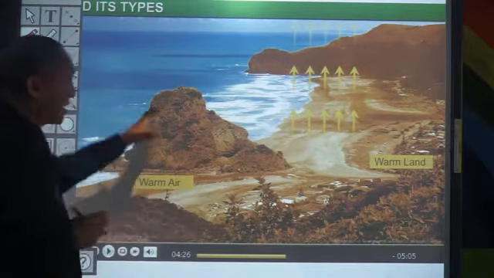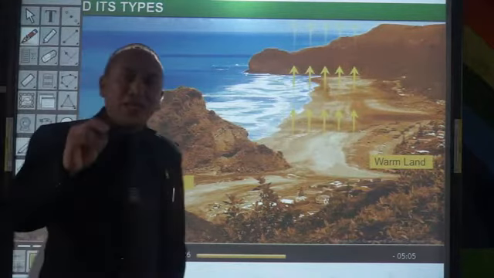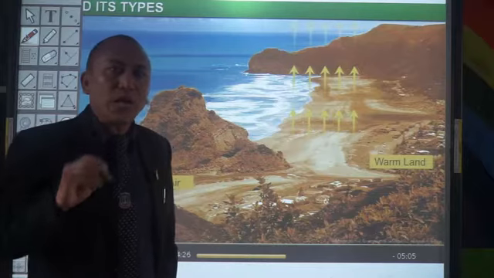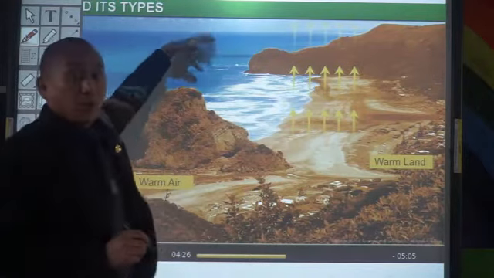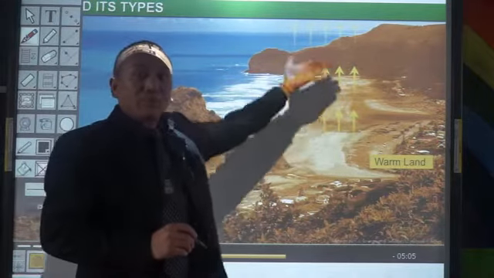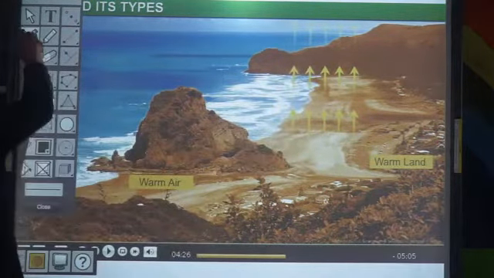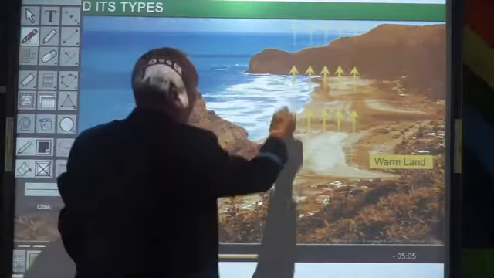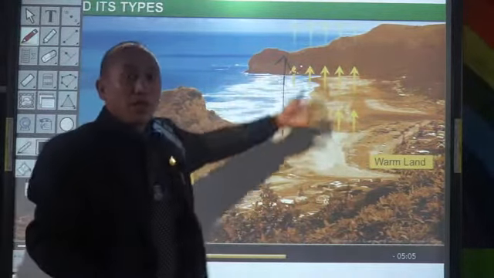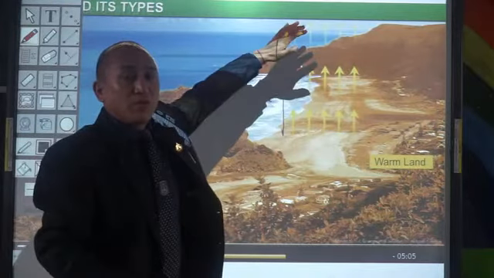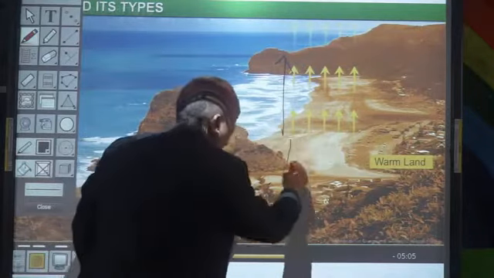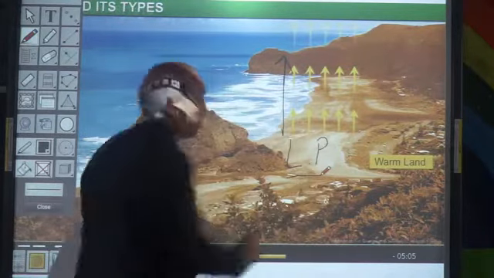So in the first case, land and sea breeze. Now, the sea breeze takes place during the daytime. See, during the daytime what happens? When the sun shines, the warm air starts to rise up. You can see the warm air rising up here. As the warm air starts to rise up, what happens? This area experiences a low pressure.